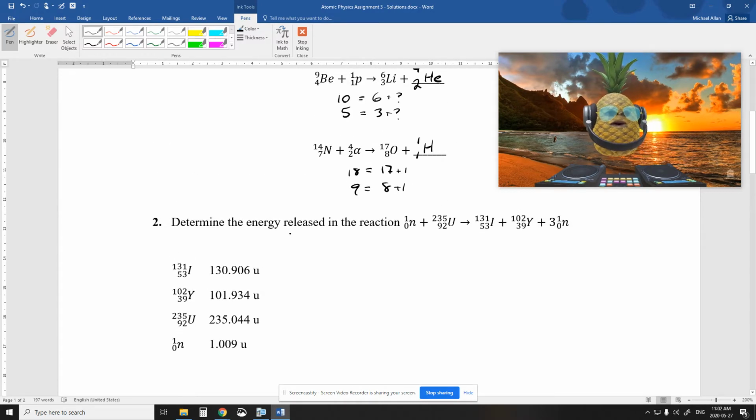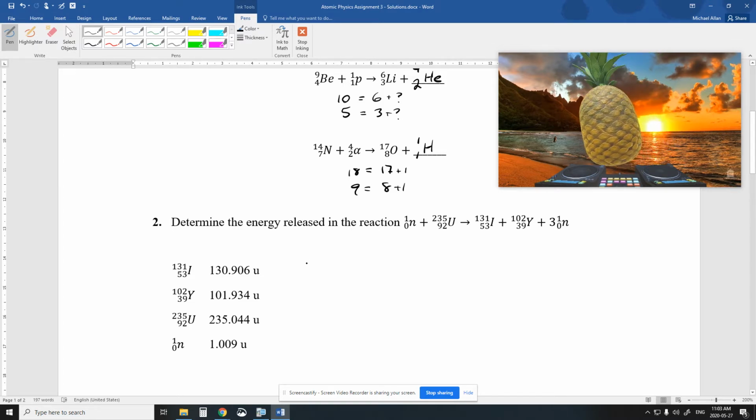How much energy is being released in this fusion reaction that produces I, iodine, and Y, yttrium? I don't know how to pronounce that. It doesn't really matter. They give us all the numbers on our periodic table, the masses that we need. Even here, I've rounded the neutron number for you, so we don't have as precise answers as we usually do, but still works.